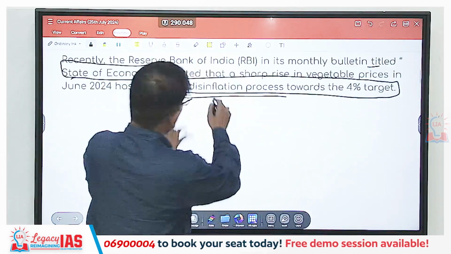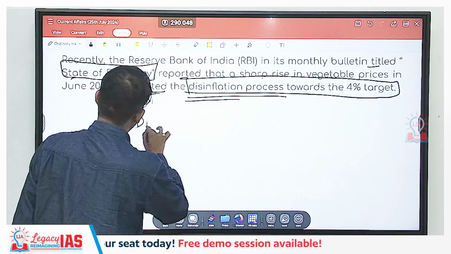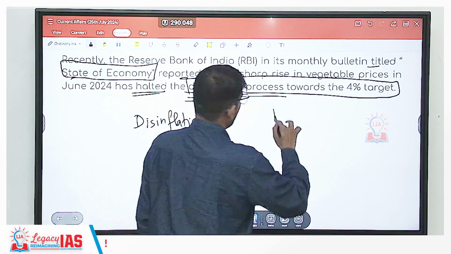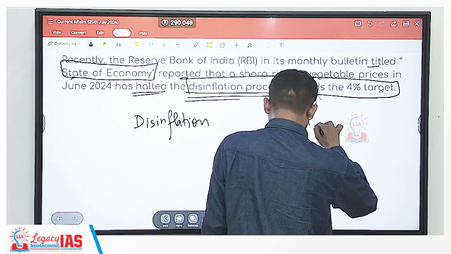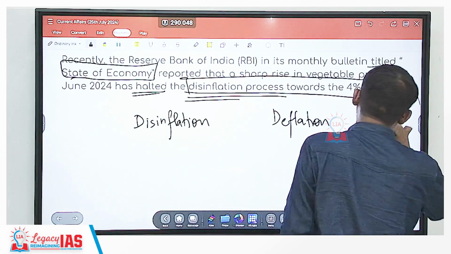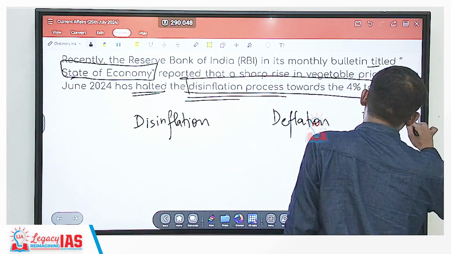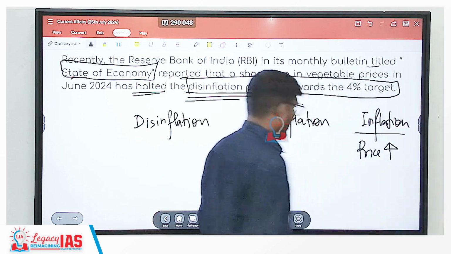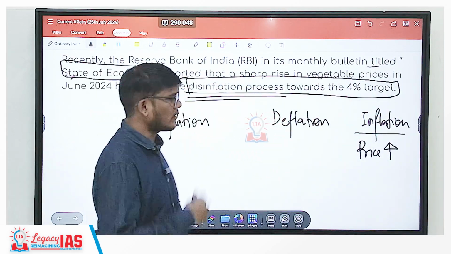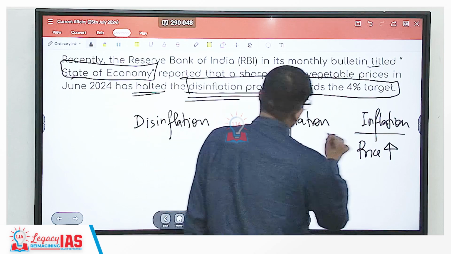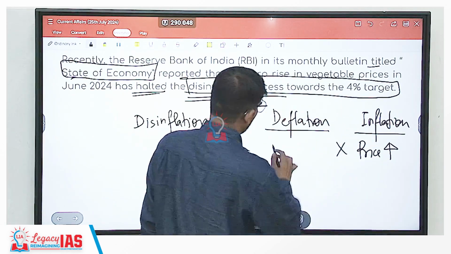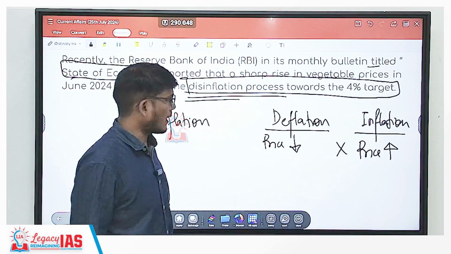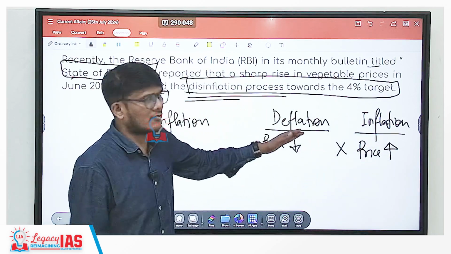So it is very important here to understand the difference between disinflation and deflation. And we also know inflation. So inflation is basically the general price rise in a basket of goods and services for a considerable amount of duration. Deflation is the complete opposite of inflation. It is the fall in the prices. So increase in prices is inflation, decrease in prices is deflation.